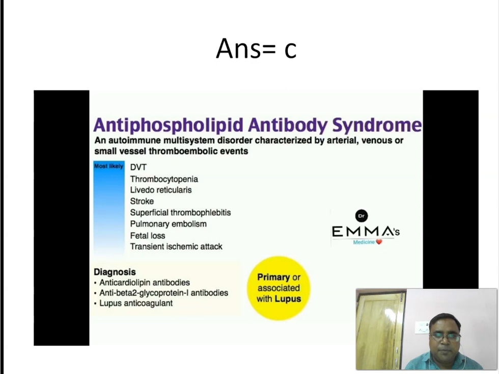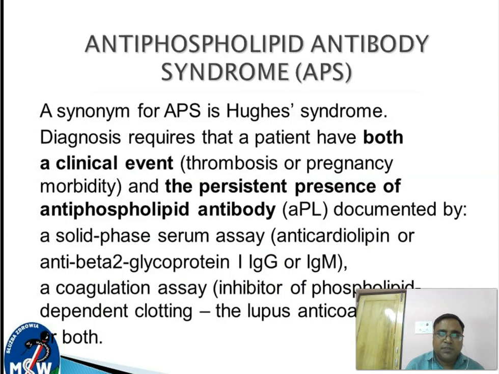Something about your antiphospholipid antibody syndrome. As you know, it is one of the autoimmune multisystem disorders. It is characterized by arterial, venous and small vessel thromboembolic events. We can get DVT, thrombocytopenia, livedo reticularis, stroke-like manifestation, and most importantly, repeated fetal loss, transient ischemic attacks. These are the findings we can get. For diagnosis, we can get either anti-cardiolipin antibody, anti-beta-2 glycoprotein 1 antibody, or lupus anticoagulants. So the synonym is Hughes syndrome.